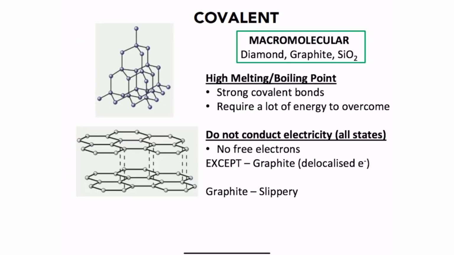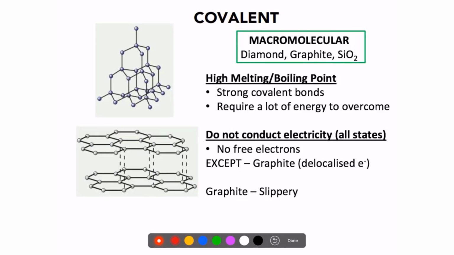In giant covalent, examples include diamond, graphite, and silicon dioxide. So these are all giant covalent compounds. They have high melting points and boiling points because all they have is strong covalent bonds. They don't have any weak intermolecular forces. Now, giant covalent does not conduct electricity. So diamond does not conduct electricity, neither does silicon dioxide, except for graphite. Graphite does conduct electricity because there are free moving electrons, or you can say delocalized electrons, which are between the layers. Also, the layers can slide. When they slide, that makes graphite very slippery as well.